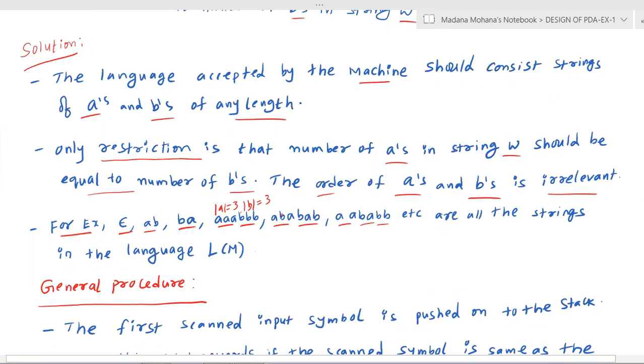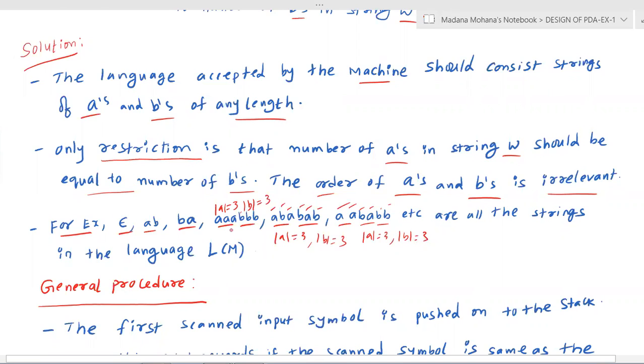Then here you can observe, first count the a's: 1, 2, 3. So here also |a| = 3, and the number of b's is 1, 2, 3. Therefore |b| = 3. Here also the number of a's is equal to the number of b's. Now the next string: first count the a's, 1, 2, 3. Here also |a| = 3. The number of b's is 1, 2, 3. Here also the number of b's is 3. Therefore, the number of a's equals the number of b's.